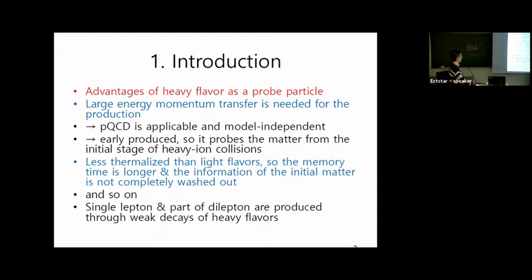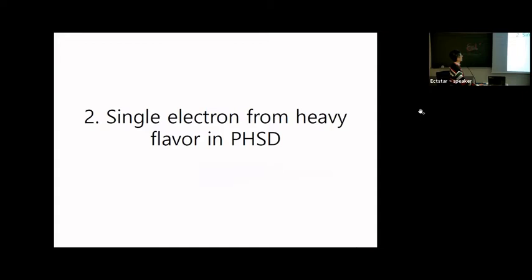The single electron and part of the dielectron are produced through weak decays of heavy flavors, and that is my topic. Let me first talk about single electron from heavy flavors.